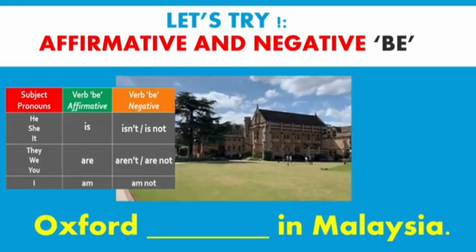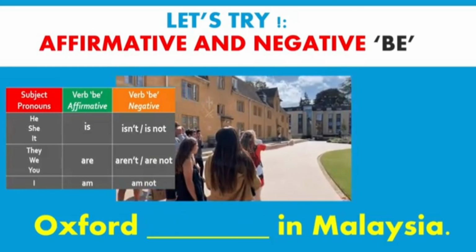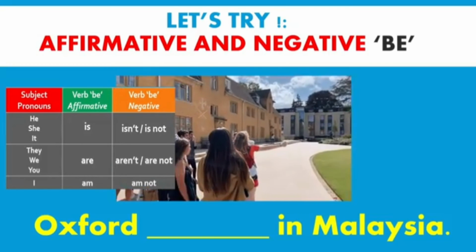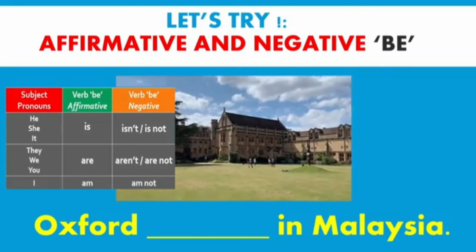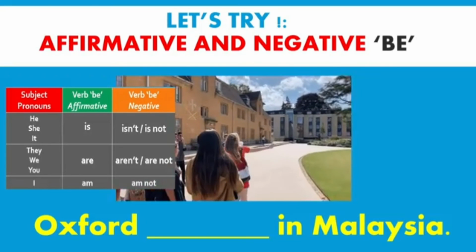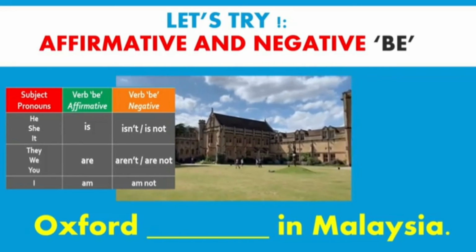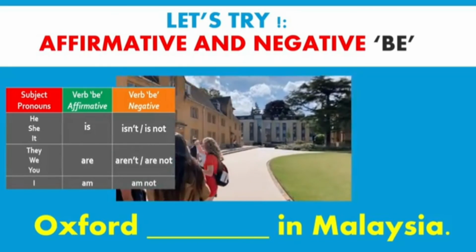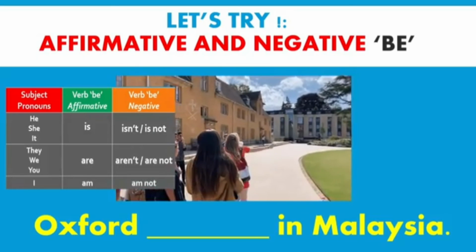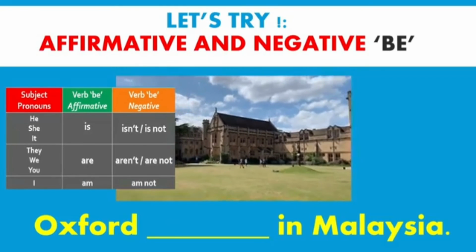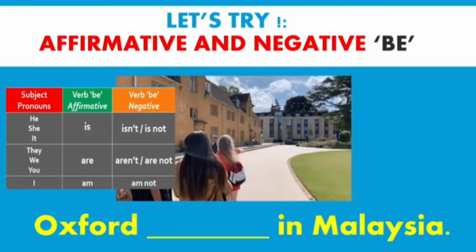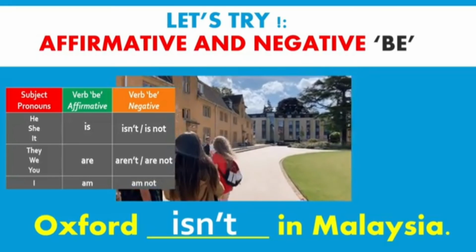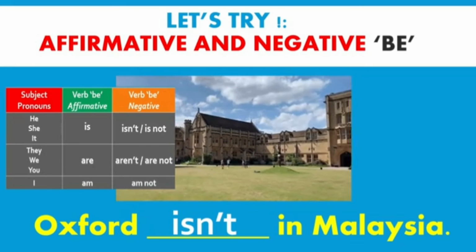Oxford, how many places? It's only one. Is it a non-human? Yes. Is it only one? Yes. So the subject pronoun is it. So it is, it are, or it am? It is. But because is is used for an affirmative sentence, we have to go for negative. What is the negative for is? The answer is isn't or is not. Oxford isn't or is not in Malaysia.